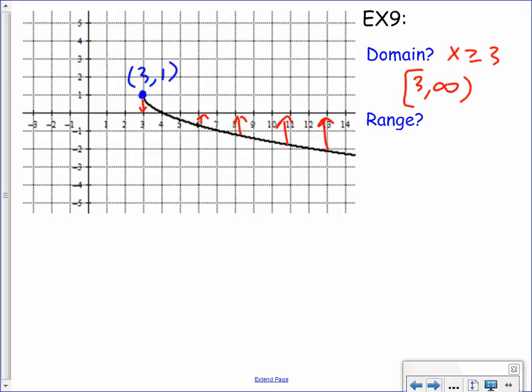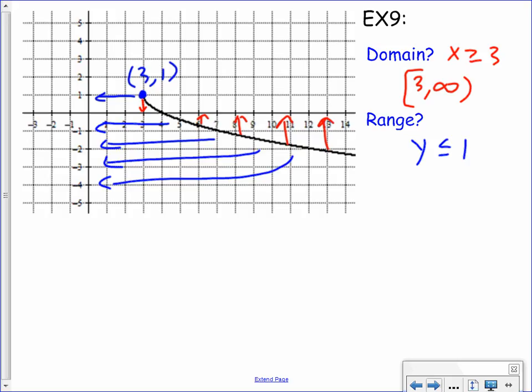Then you ask yourself, what's the range? Is there always a y value? And if not, where is the end of the y value? It's below the 1, so y is less than or equal to 1. What's that interval? Negative infinity to 1. It's whatever goes first from left to right.